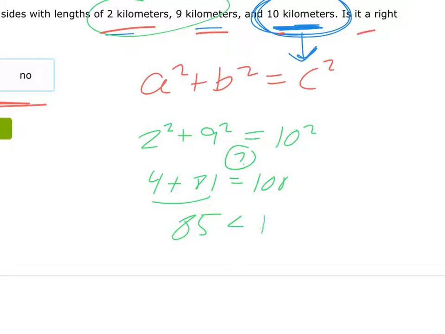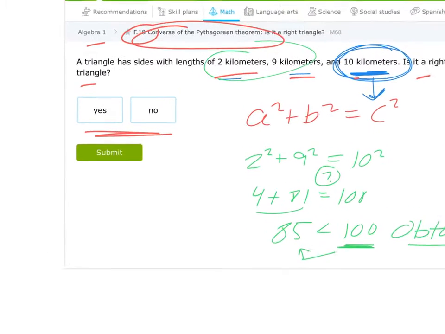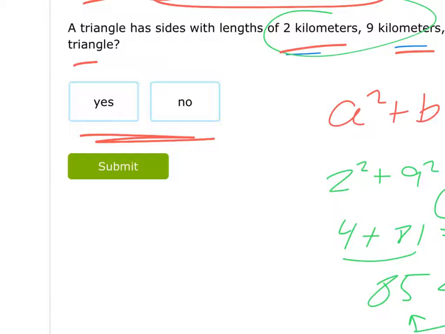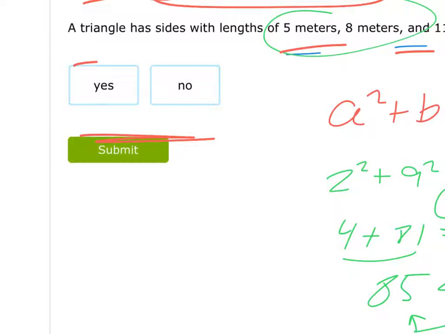85 is less than 100. And so now we know from yesterday that since C squared was bigger than the other two added together, this would actually be the obtuse case. Okay, and in a test or a quiz, I would expect you to know that. This particular IXL is just asking you yes or no. Is it a right triangle? And so in this case, I'm going to click no, and hopefully I'll be right. Great job, it says good.